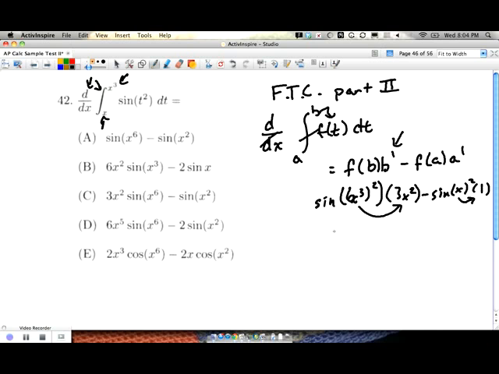Well, sine of x cubed squared is going to be sine of x to the 6th. And this 3x squared, we can move that out front. We're going to subtract sine of x squared. Let's see if that matches anything that we got here. It sure does. C is our answer again.